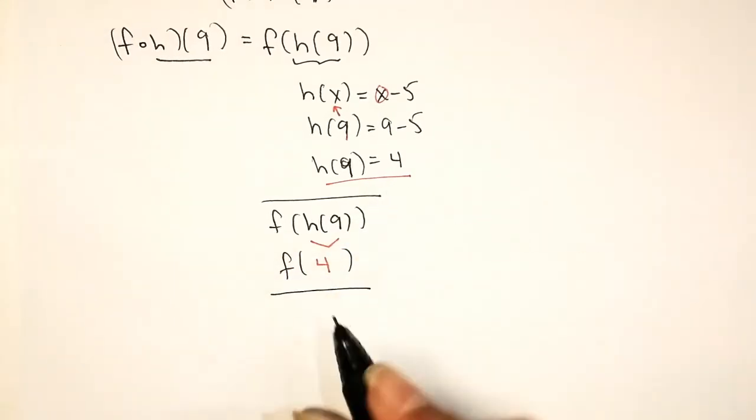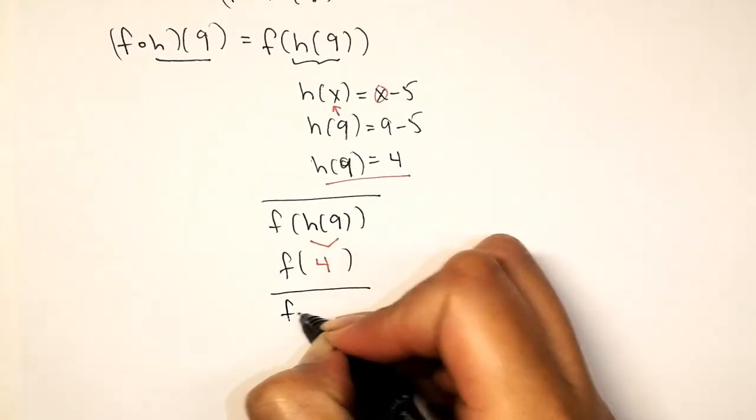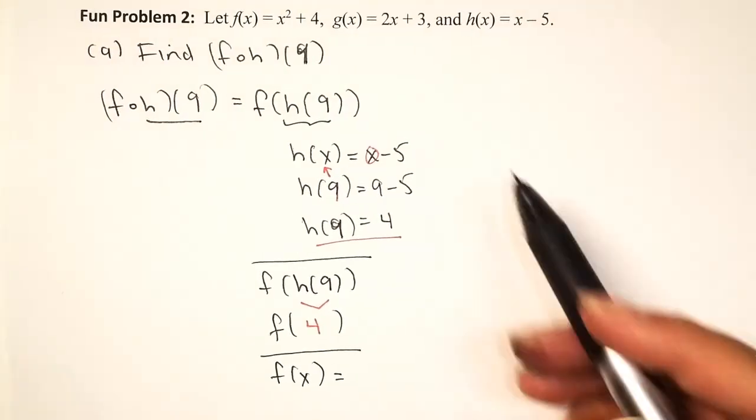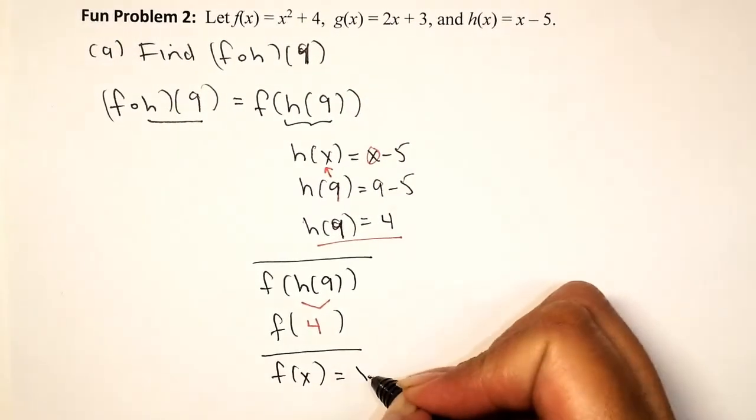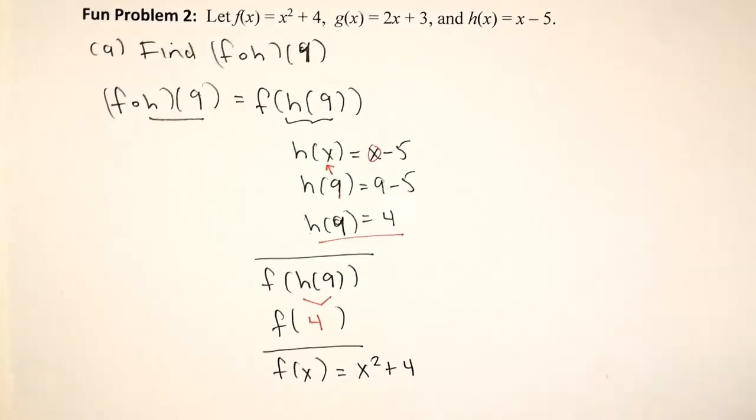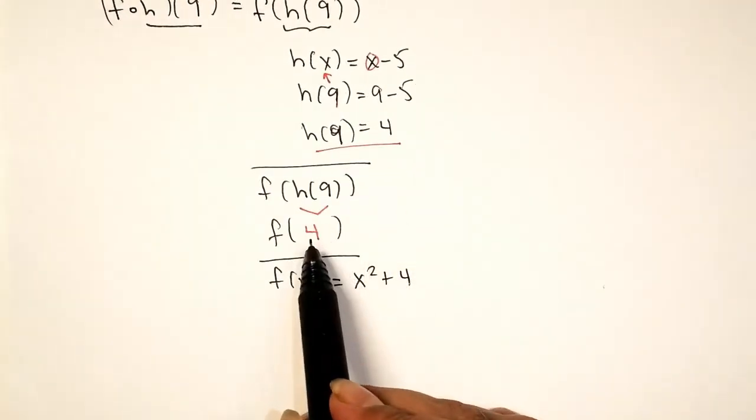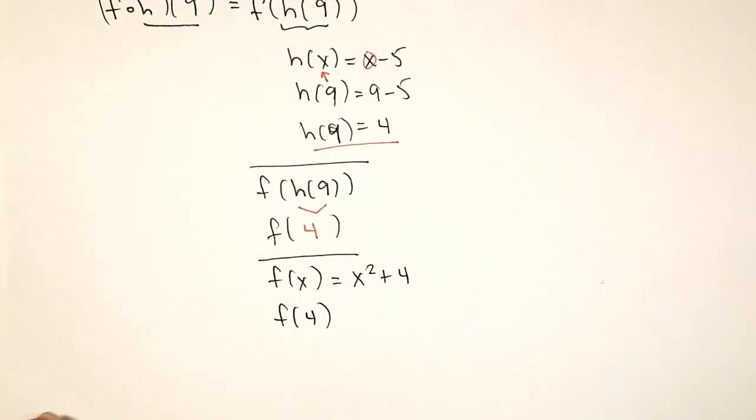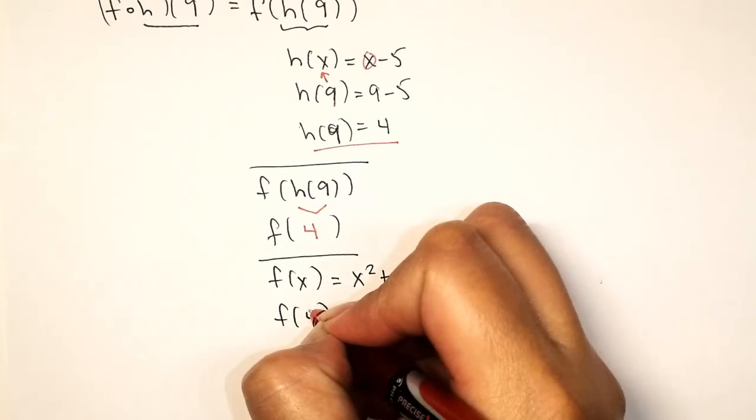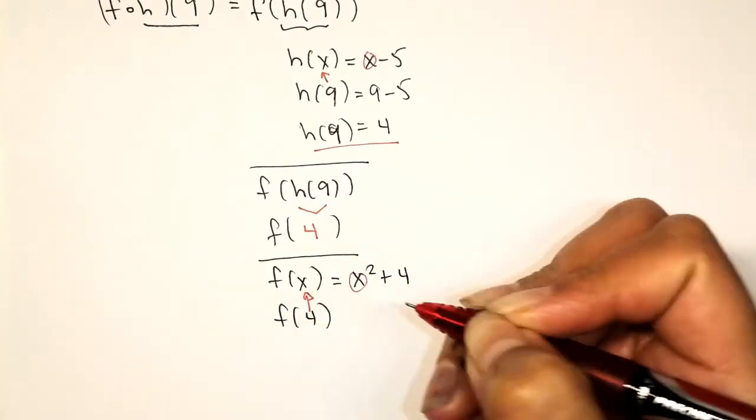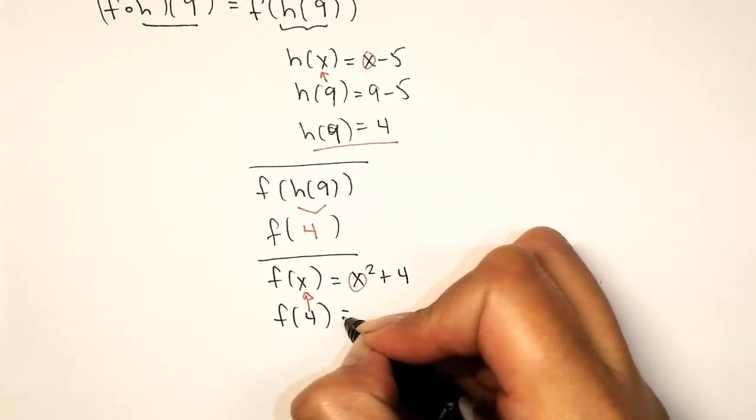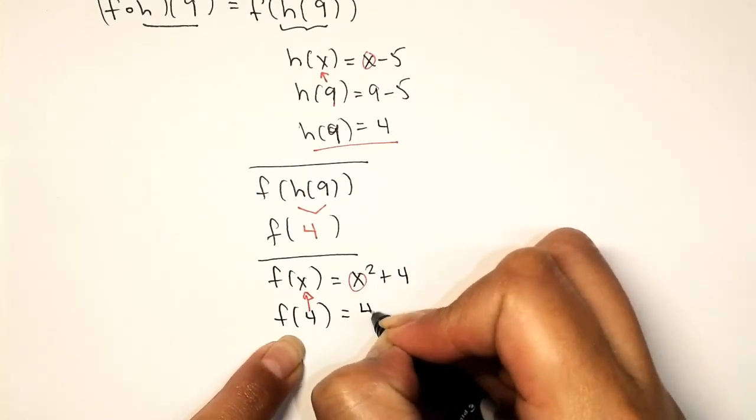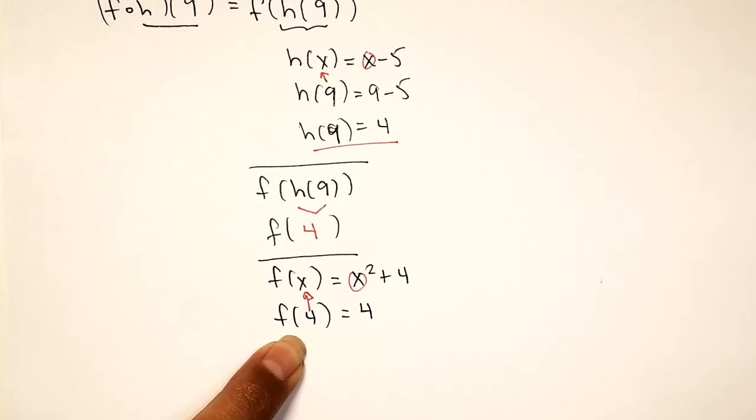Let me go ahead, first spit out function f. So I want to know f of x. F of x equals x squared plus 4. Okay, it comes from the problem. And then with confidence, let's go ahead, find f of 4. So we're going to evaluate this function at 4. Okay, so to do that, we're going to substitute a 4 for the input of x.